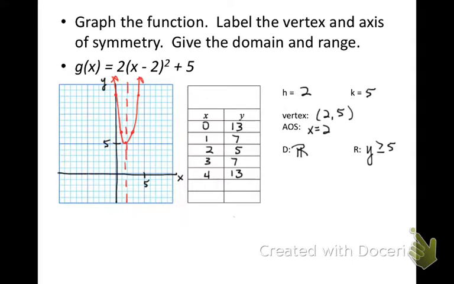And finally, check your graph on number 2. So you should have identified your h and k value is 2 and 5. The vertex then is 2, 5. Axis of symmetry is 2, and you can see that I have that dashed in there. Your domain will be all real numbers, and your range will be y is greater than or equal to 5 since the graph is opening up.